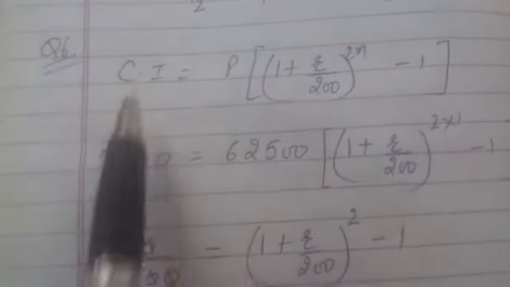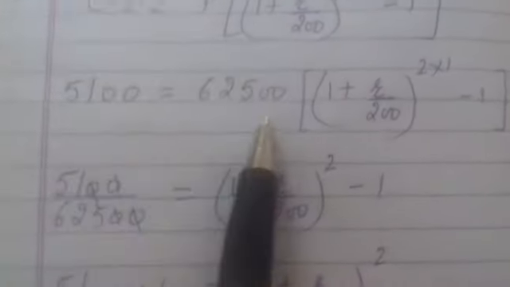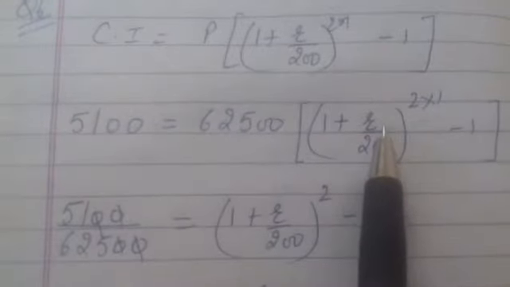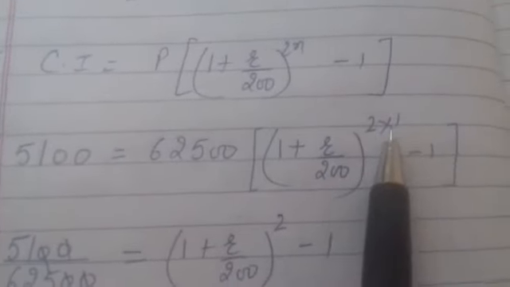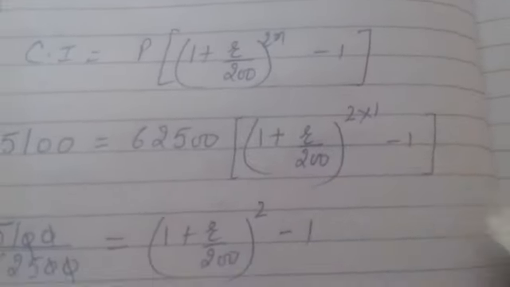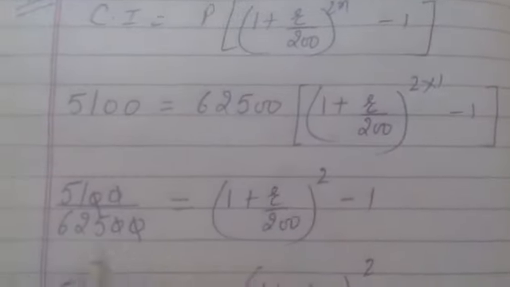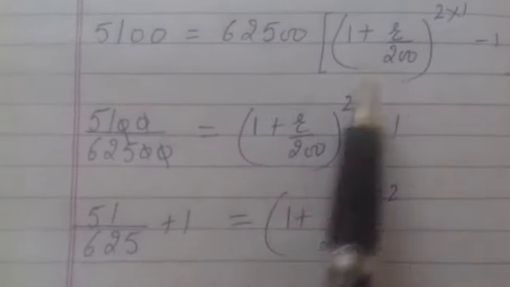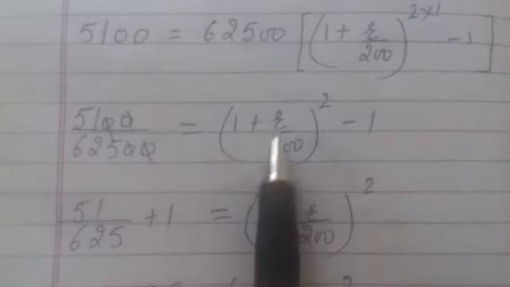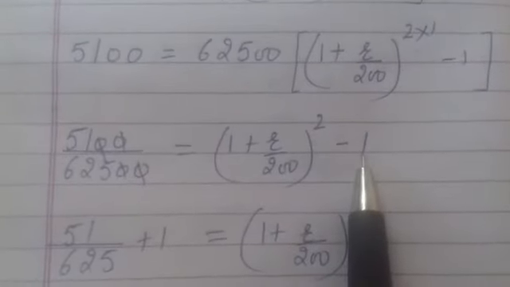Let's put the value now. Compound interest is given. Principal is given. 1 plus rate we have to find out. 2 into time period is 1 year minus 1. Now you have to transpose this term over here. What are you left with? 1 plus R by 200 square minus 1.